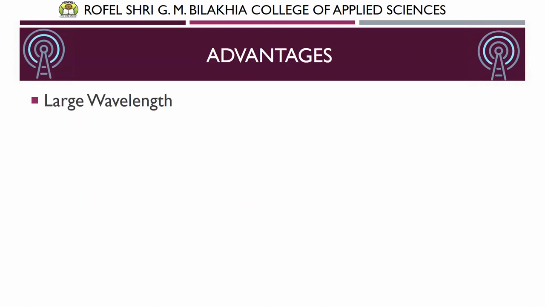Radio waves with large wavelength diffract heavily, which means that their signal can be picked up behind hills, buildings, etc. Right? So therefore, line of sight is not an issue, unlike with microwave and wavelengths beyond.